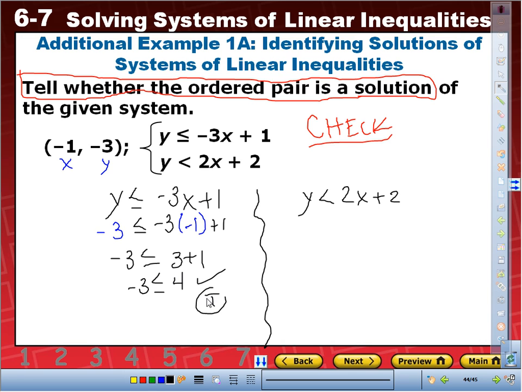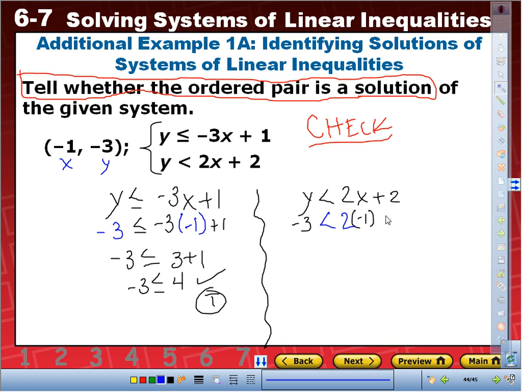Yes, that's true. However, in order for it to be a solution to the system, it has to be true for both inequalities. Remember that? Does it ring a bell? Yeah, it's kind of like equations. It needed to be true for both. So let's check this one. Once again, what is x? Negative 1. And what is y? Negative 3. Bring everything else down.